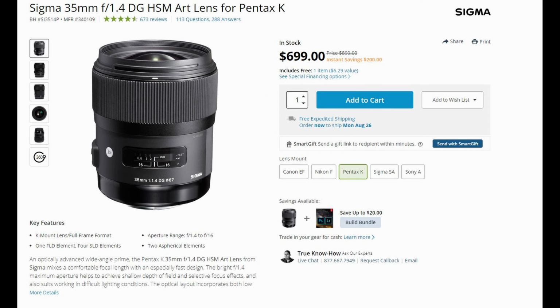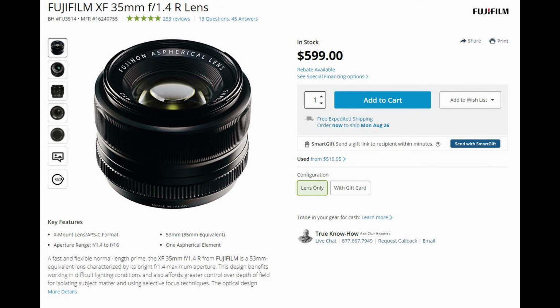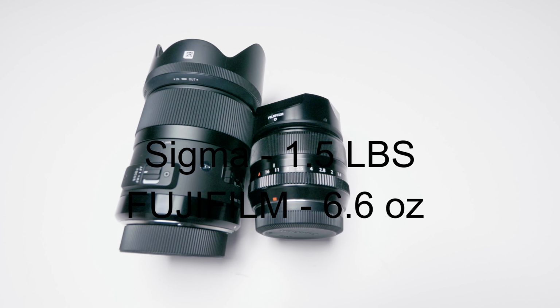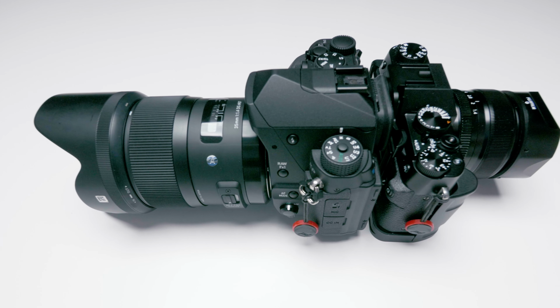The Sigma costs 700 USD, whereas the FujiFilm costs 600 USD. The Sigma weighs about 1.5 pounds, whereas the FujiFilm weighs about 6.6 ounces. Now, I'm using two different bodies: a Pentax Kp versus a FujiFilm XT30.